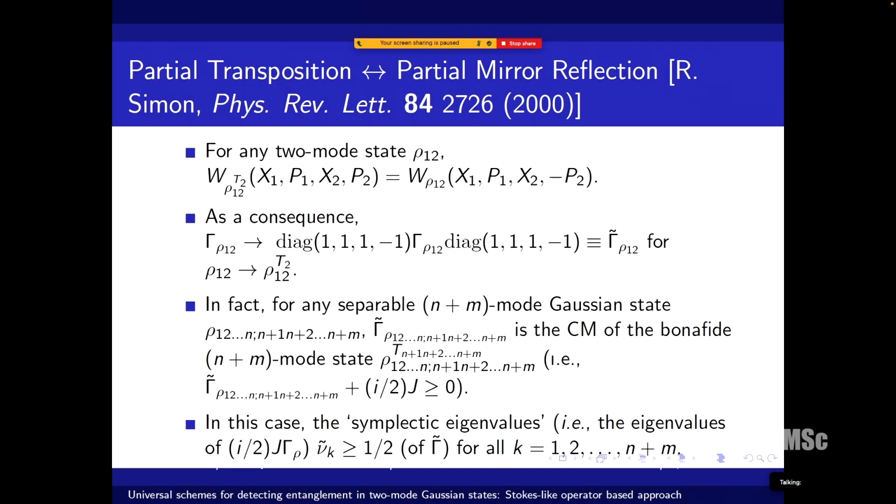Now, the symplectic eigenvalues of this gamma tilde, the covariance matrix of the partially transposed state, are basically the eigenvalues of iota by 2 J, in our case omega times gamma. You can show that this is a Hermitian matrix and therefore you can talk about its eigenvalues. The separability condition for an n plus m mode Gaussian state is equivalent to saying that all the symplectic eigenvalues of gamma tilde must be greater than or equal to half. We discussed this for the 2 mode Gaussian state, but this is the general case.